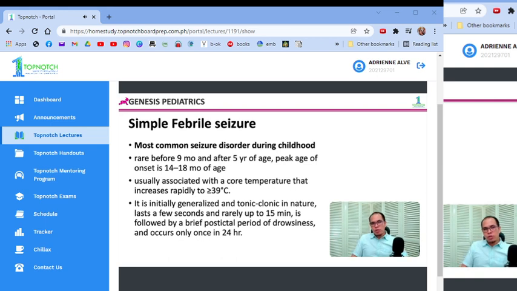It's the most common seizure disorder of childhood. The exact mechanism is not known, pero it's of course related to the fever. It's the one causing the seizure. But please do remember that all of the recent guidelines will suggest that giving round-the-clock antipyretics will not be of much help. Okay, hindi siya nakakatulong.